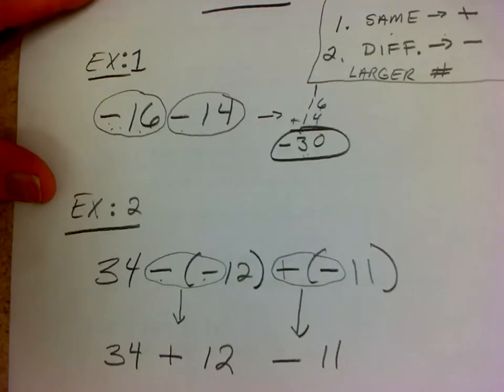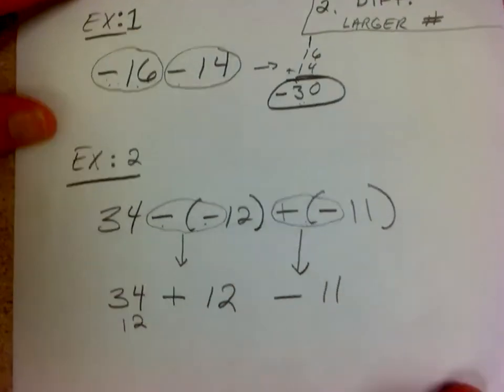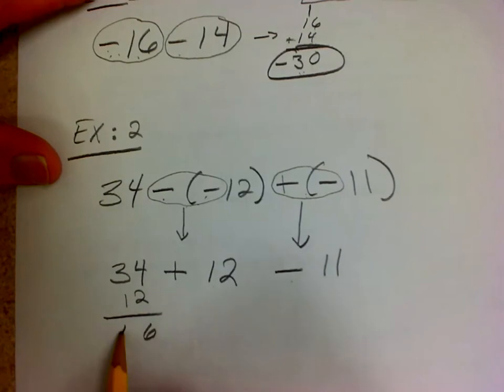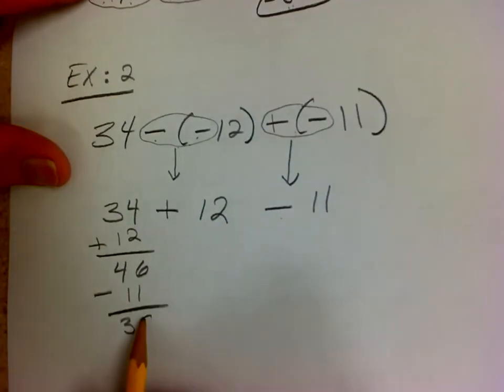All right, so again, if we take the time to simplify, get this stuff cleaned up, this problem goes from something that we might have been confused on to a problem that we've probably done since third grade, 34 plus 12 minus 11. So take the time to clean things up. 34 plus 12 is 46. Minus 11 leaves us with 35.